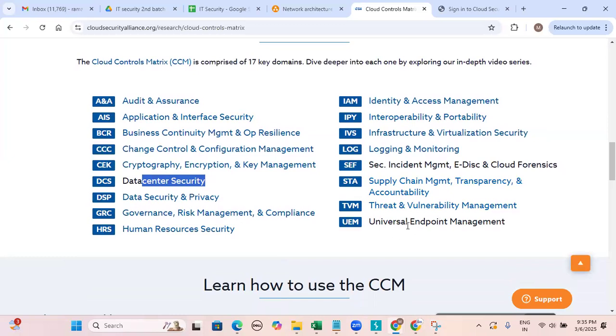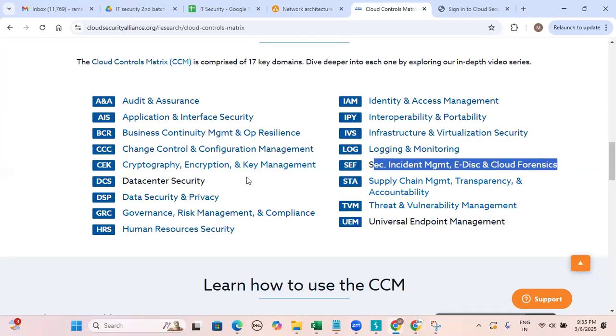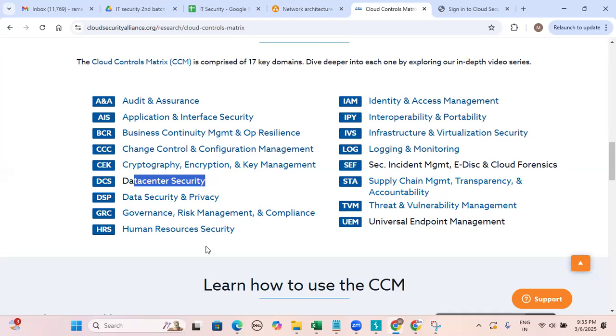These were recently added. What was recently added in this cloud control matrix? Previously only 14, now 17. The recently added ones are endpoint management, endpoint security, security incident management, e-discovery, cloud forensics, data security. That's why you can see the color is different. Wherever newly added, the color is black, the remaining are blue. These controls we have to validate.